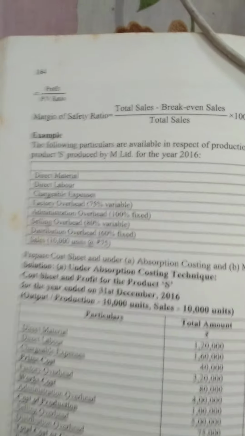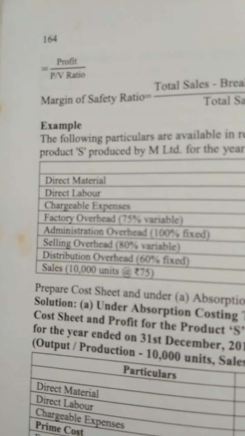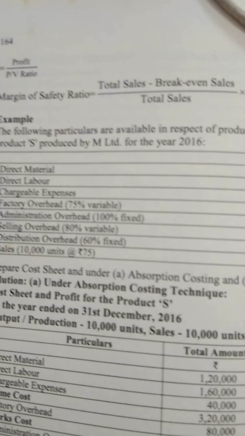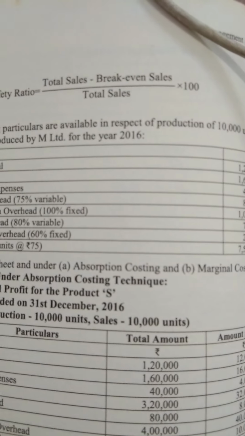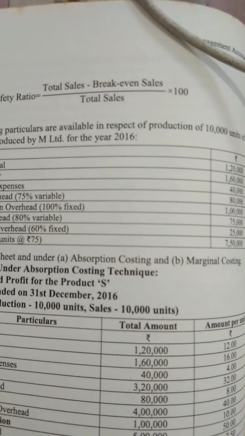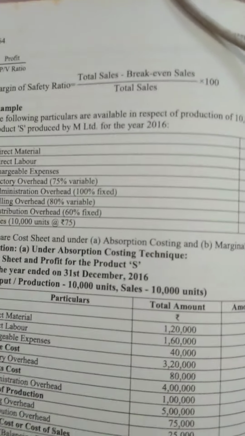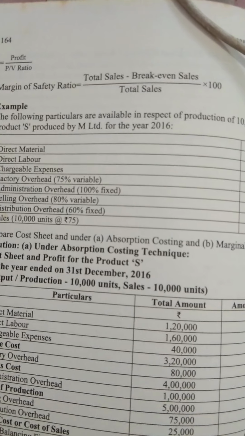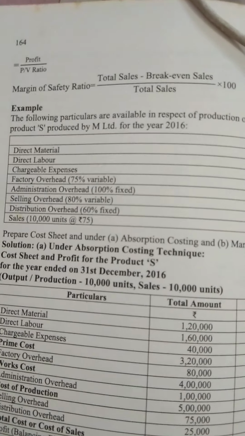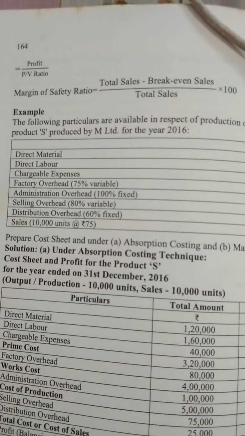Then profit by PV ratio is the formula, and lastly, margin of safety ratio is equal to total sales minus break even sales by total sales. This is the total formula about marginal costing.